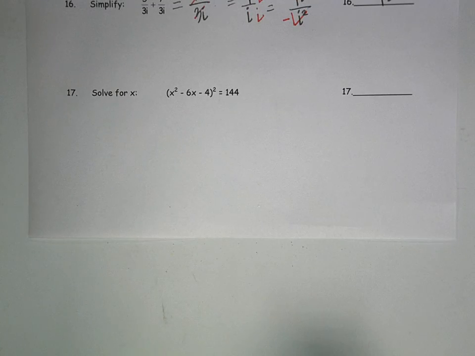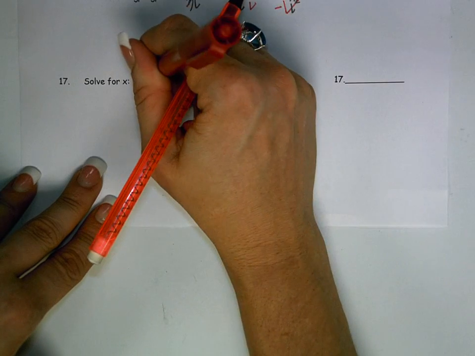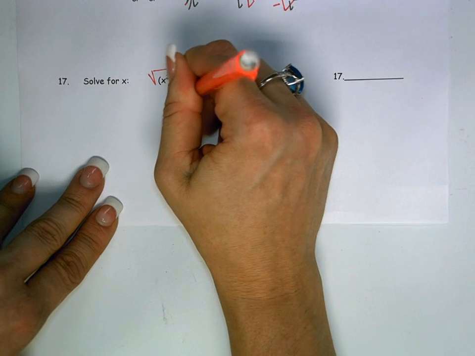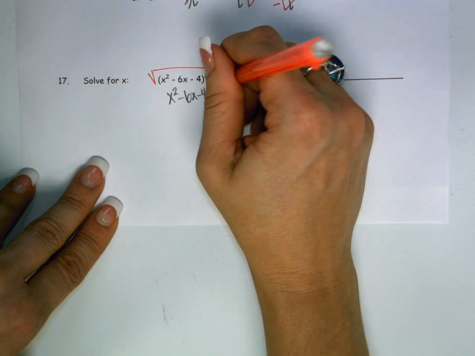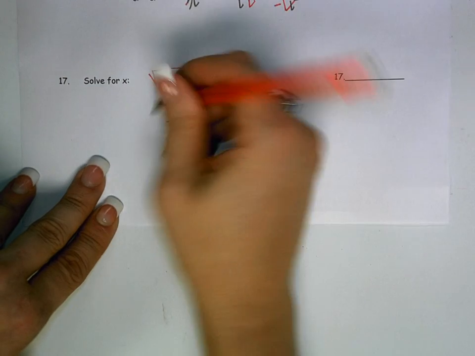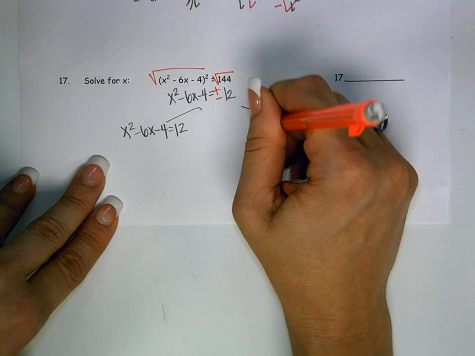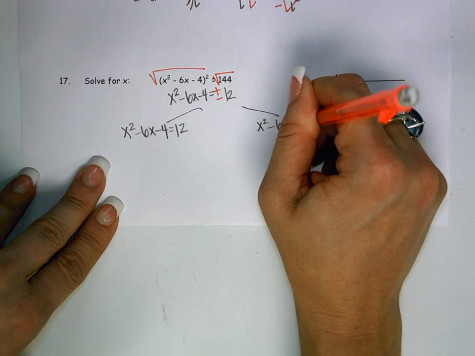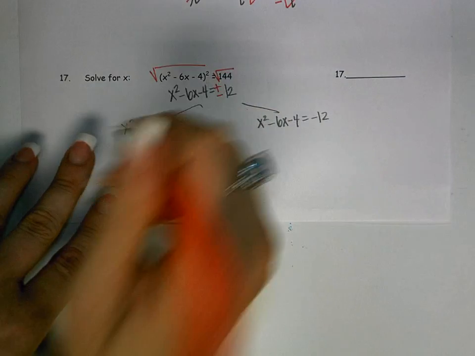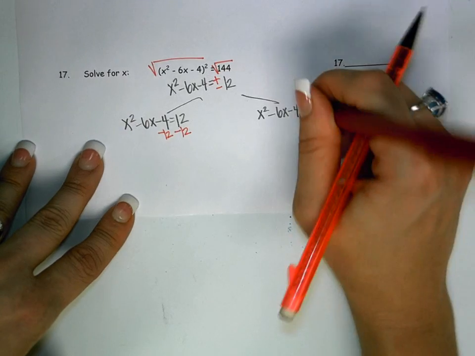Number 17, if you solve for x, this is already squared, so to get rid of that square, we want to root both sides, make sure you put in plus or minus. x squared minus 6x minus 4 equals plus or minus root 144, which is 12. Let's split these up. So x squared minus 6x minus 4 equals 12, and x squared minus 6x minus 4 equals negative 12. Before I can decide what I want to do, it's easiest to get everything on one side. So we want to try to factor if we can.